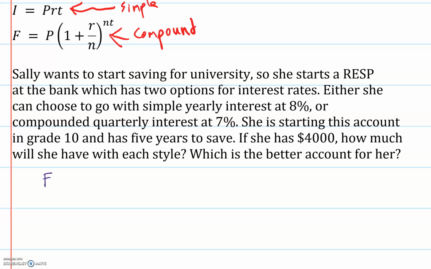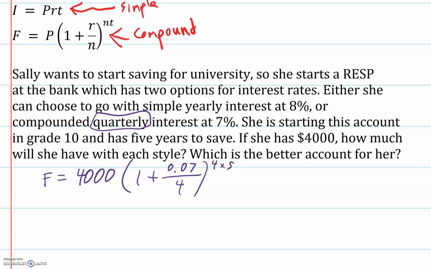For the final value of the compounded interest option, she starts off with $4,000 and multiplies by this whole thing, at 7%. It's compounded quarterly, so 4 times a year, times 5 years. And that gets us our answer, which I typed in my calculator: 5,659.11.